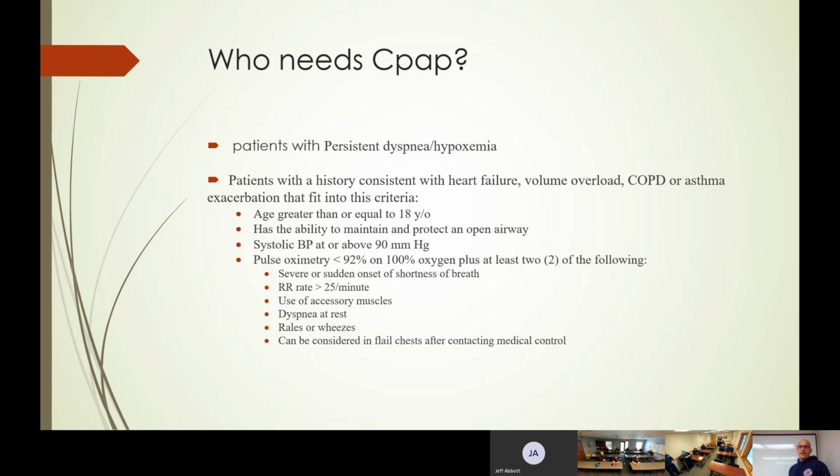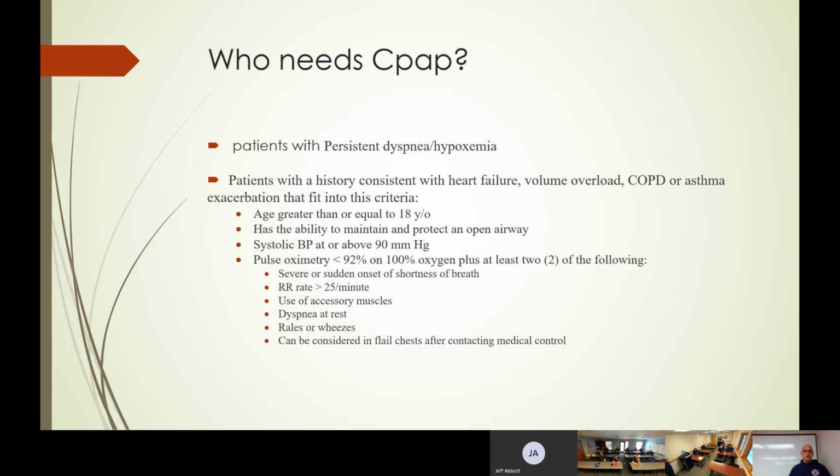Has the ability to maintain and protect an open airway. You can't put a CPAP on an unconscious person who can't hold their head up, right? That's not how it works. So they need to be able to maintain their own airway. Systolic blood pressure at or above 90. Pulse oximetry less than 92 on 100% oxygen. And then severe or sudden onset of shortness of breath.